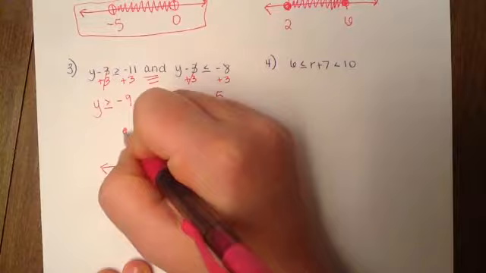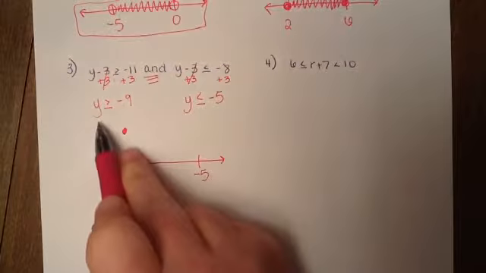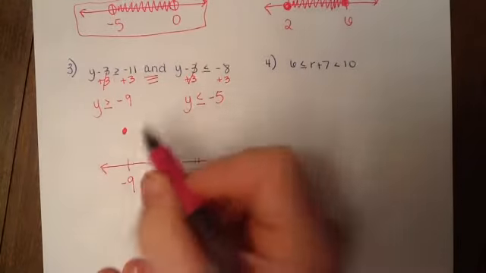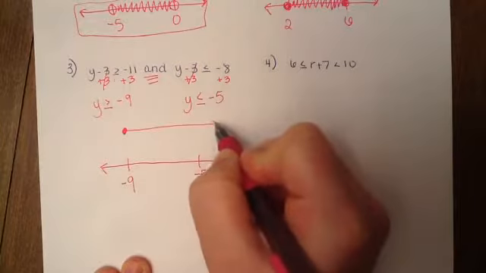What type of circle should I put above -9? Closed, because of the equal sign. Y is greater than or equal to negative 9, so which way? Greater than is always to the right.